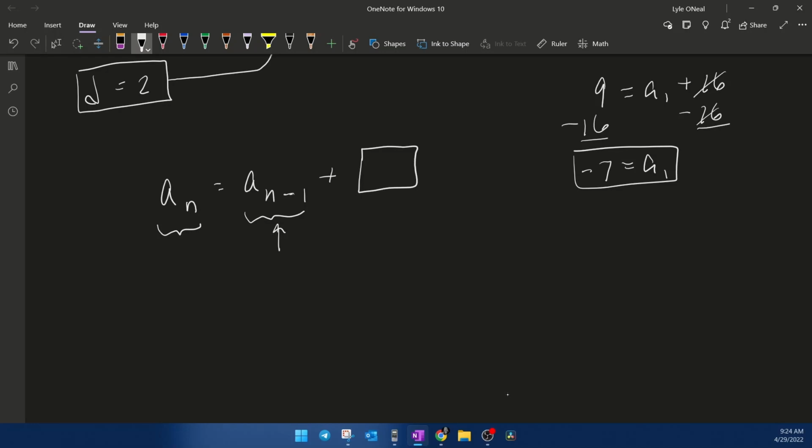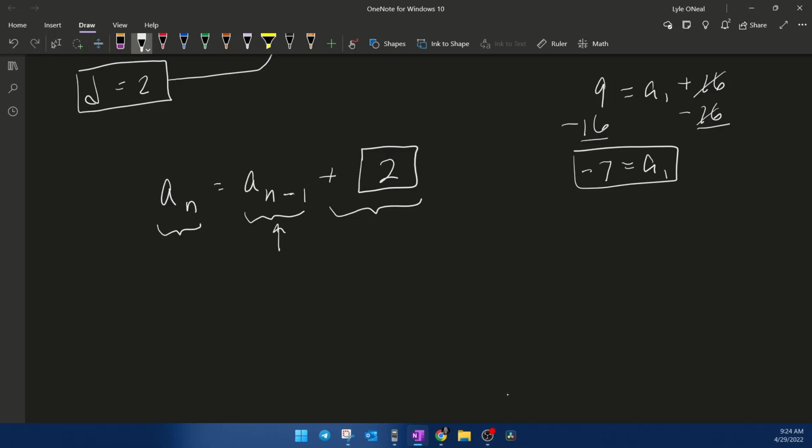So if you notice the way this recursion formula is set up, they're telling me that I need to add the common difference to any term to get the next term. And so this box is always going to be D for an arithmetic sequence.